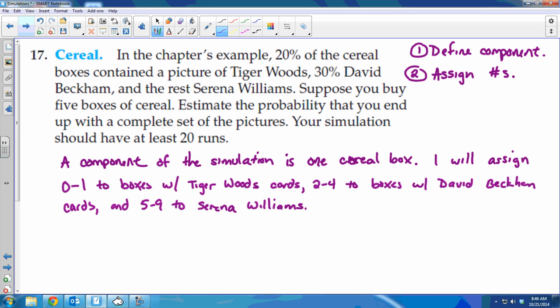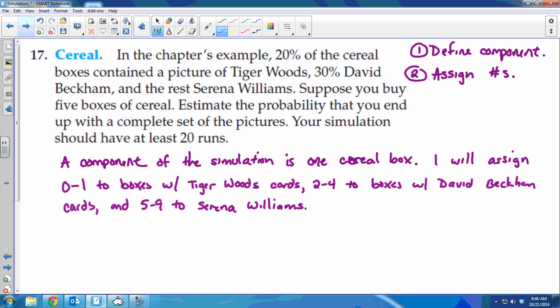So I have 10 digits. 20% is 2 digits, so 0 and 1. 30% is 3 digits, 2, 3, 4. And 50% is 5 digits. You don't have to, but if you go 1 through 10, you have to use 0, 1, 0, 2, because you're doing double digits then.